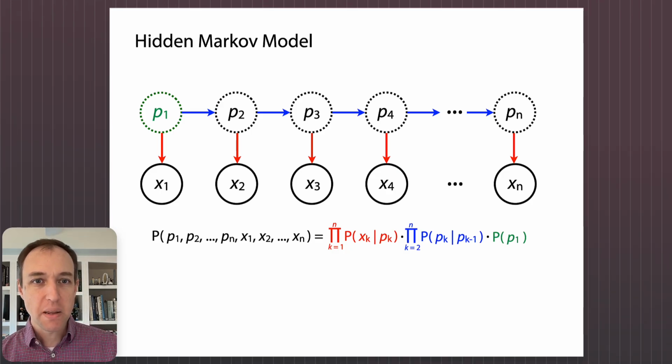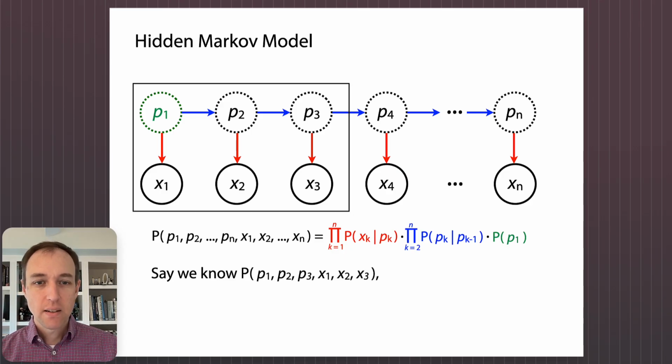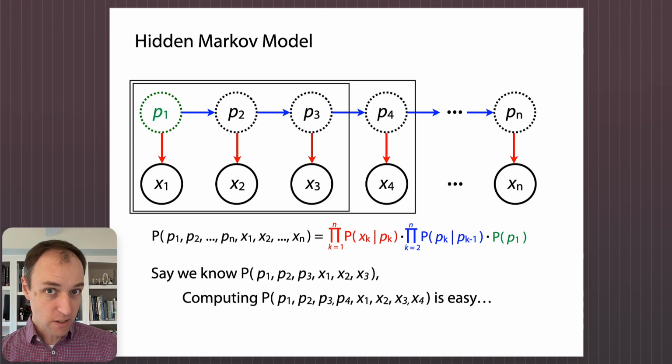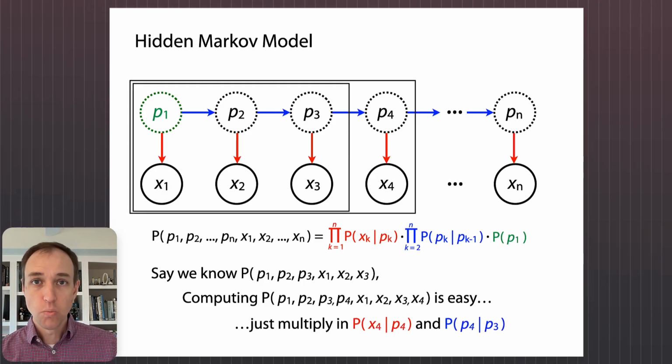If we have computed a partial joint probability, such as the joint probability just over 1, 2, and 3, so P1, P2, P3, X1, X2, X3, if we've already computed that, and we would now like to compute a larger joint probability, this time over the first 4 steps, well, that's easy. We can just take the solution from the first joint probability, the one over the first 3 steps, and we just have to multiply in 2 more conditional probabilities, right? This one here, this transition probability, and this emission probability. Oh, so that's very easy, I would say.